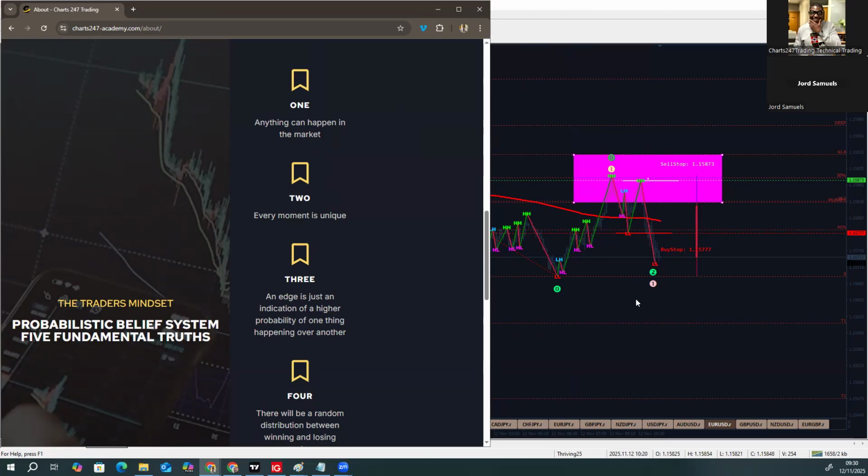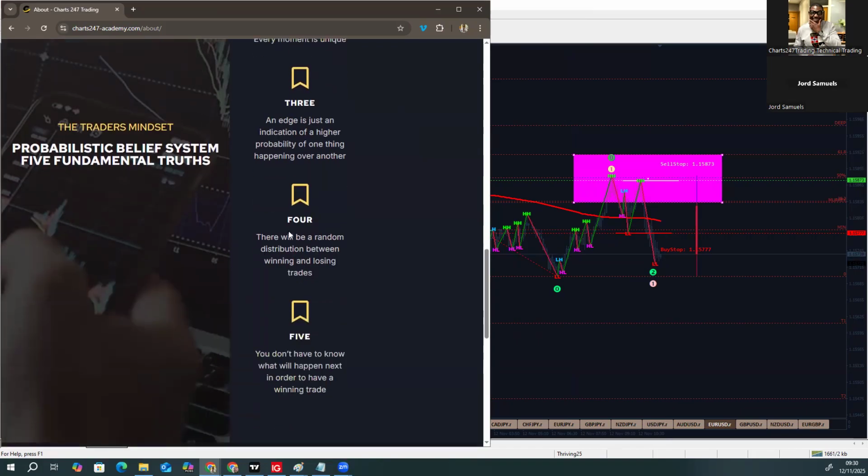It doesn't mean 100% it will go down. You've seen the example where it did not work. Then 4, there will be a random distribution between winning and losing trades. This is actually very important, and I'm going to explain it even better.